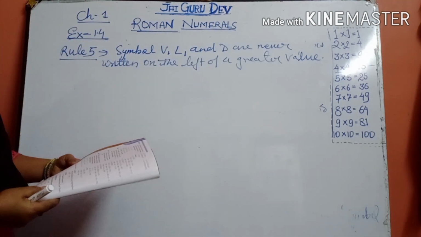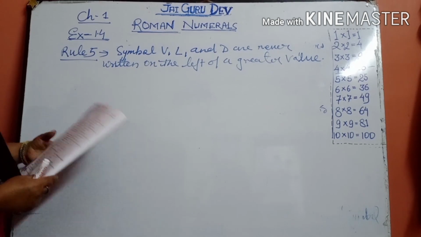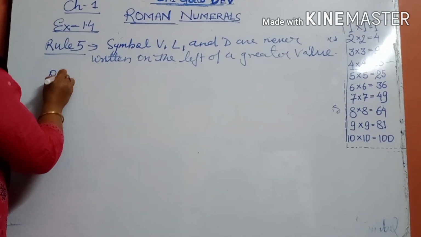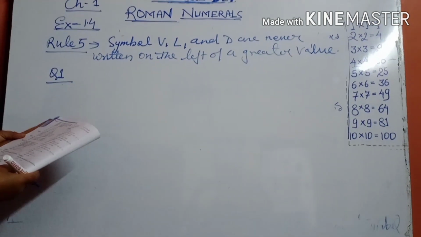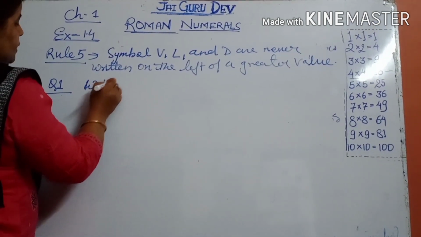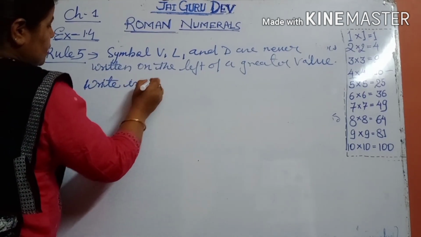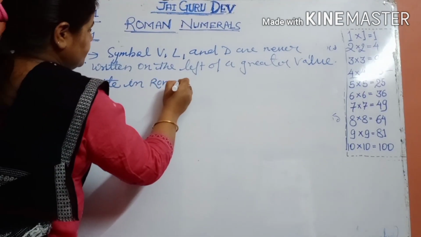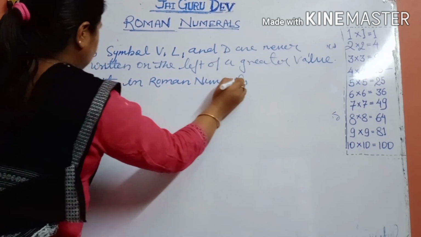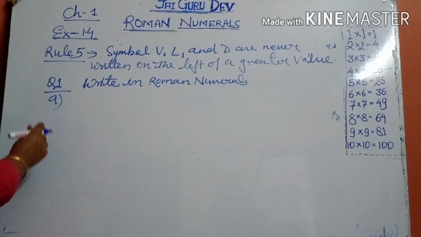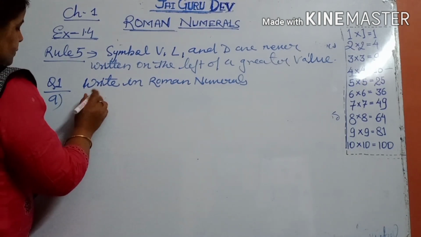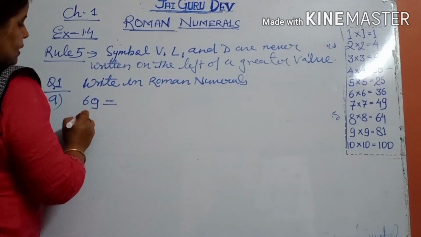Exercise 1.4, question number 1. What is that? Write in Roman numerals. First, A part is 69. How will I write it?